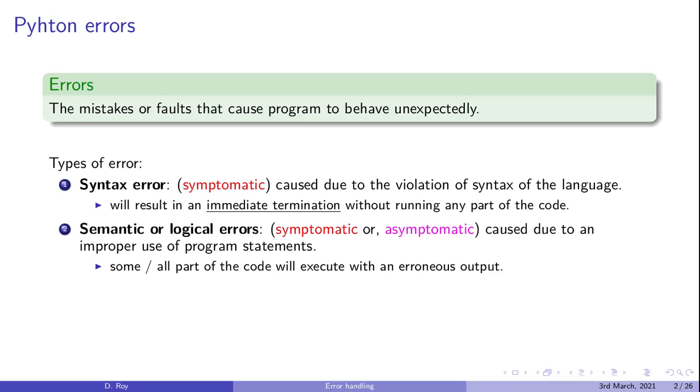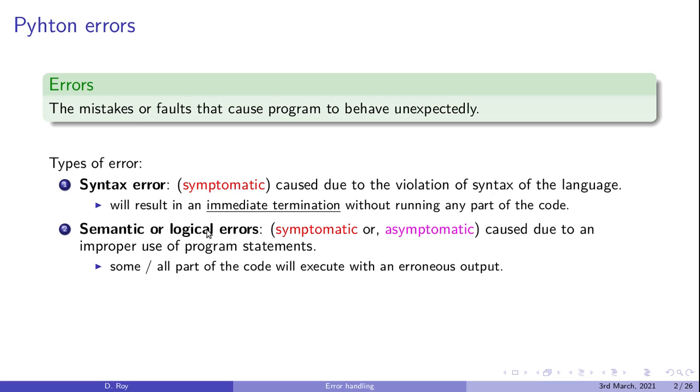Now, the second type of error that can happen during execution of a Python program, or any programming language, is called semantic or logical errors. This type of error is caused by the improper use of program statements in your program. A semantic error can be symptomatic, or in some cases it can be asymptomatic as well. That is, some semantic errors will be symptomatic. That means those errors will show us some messages by which we will be able to understand that there is at least some semantic or logical error in our code.